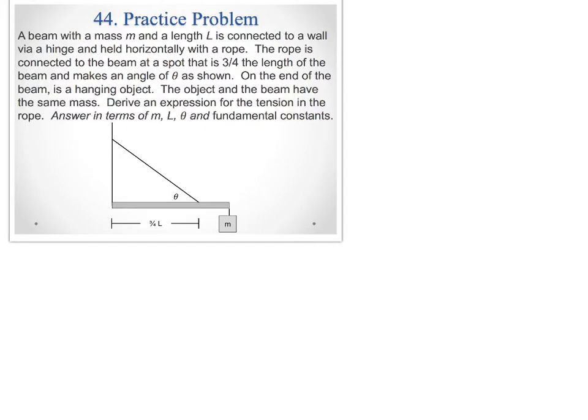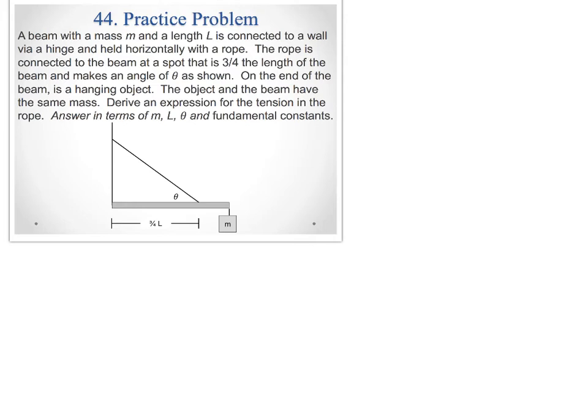We're going to do one more practice problem here. So we have a beam with a mass of M and a length of L connected to a wall via a hinge, and it's held horizontally with a rope. The rope is connected here to this beam at a point that's 3/4 of the length of the beam and makes an angle of theta as shown here. And we want to derive an expression for the tension in the rope.